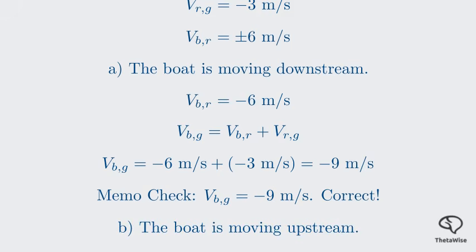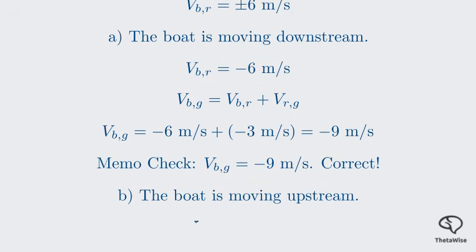Upstream means the boat is moving against the river's flow. Since the river flows south, upstream is north. North is positive, so the boat's velocity relative to the water is +6 meters per second. So v of br is +6 meters per second.